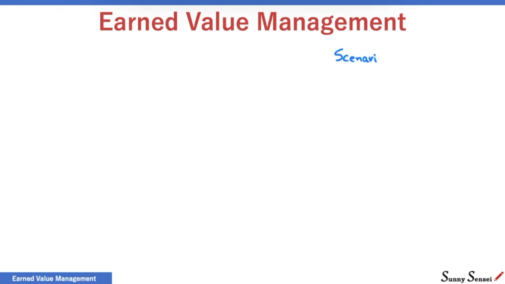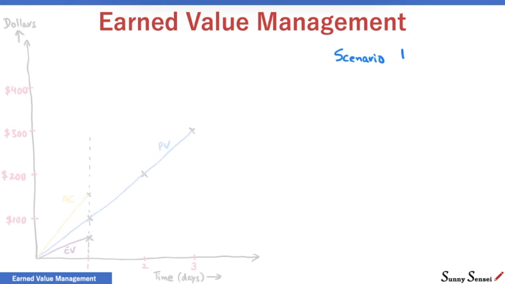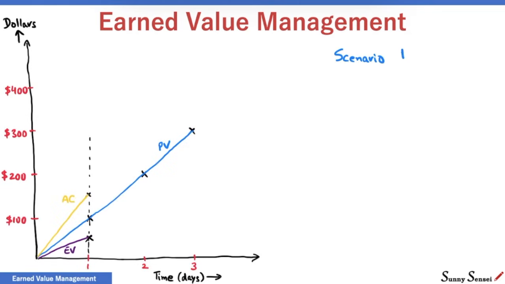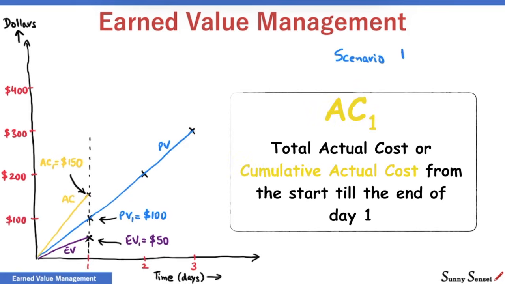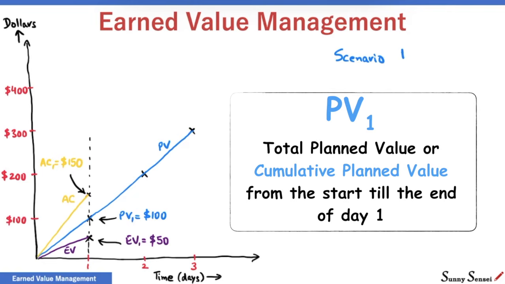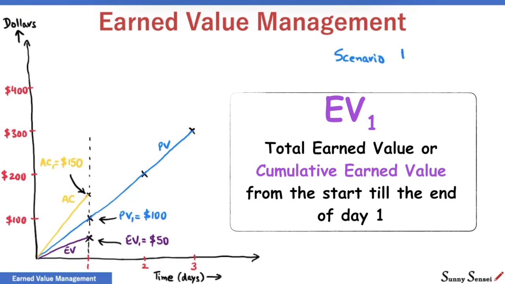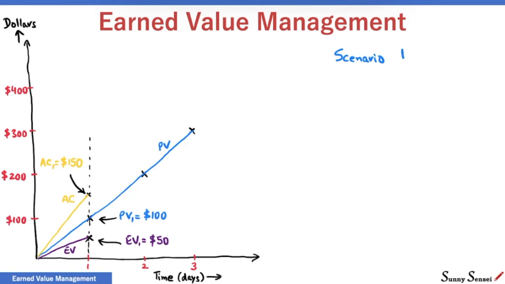Let's start with the first scenario. We will continue with our example. At the end of day 1, our actual cost is $150. Earned value is $50 against the planned value of $100. AC1 means actual cost from start of project till the end of day 1. It is the cumulative cost till the end of day 1. Similarly, PV1 is the cumulative planned value and EV1 is the cumulative earned value at the end of day 1.